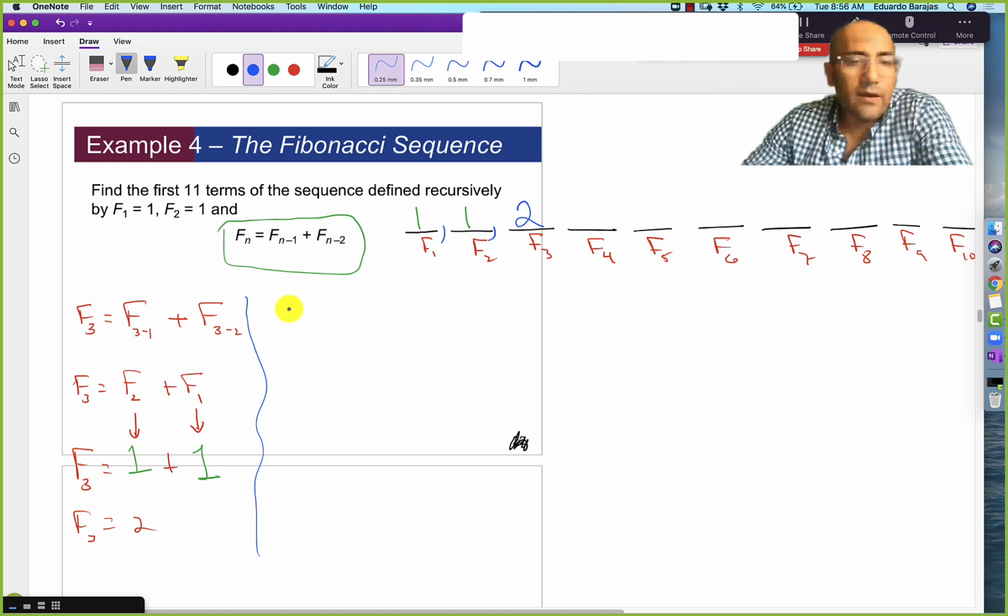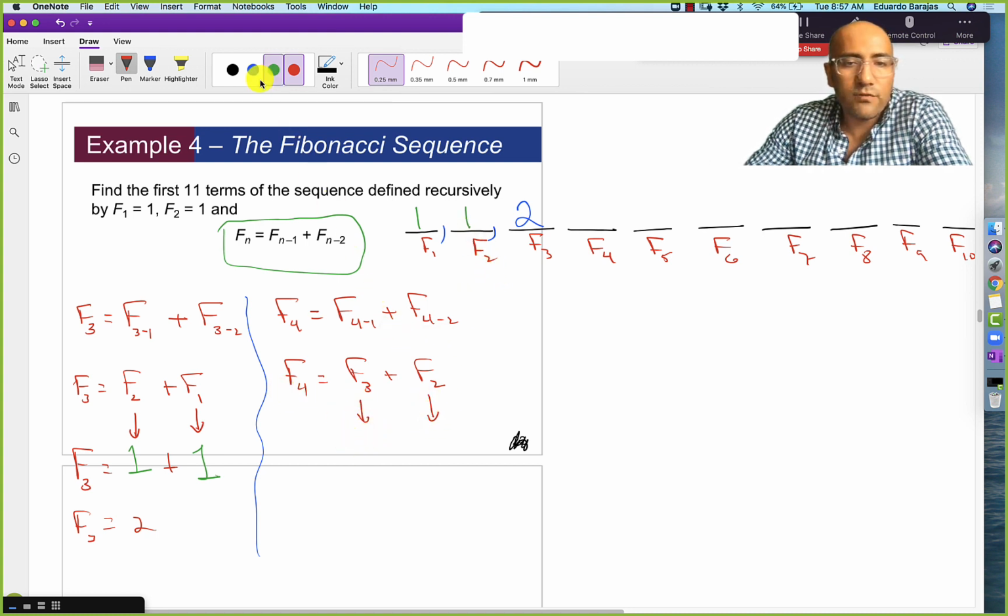step. Okay, so f of 4 is equal to f of 4 minus 1 plus f of 4 minus 2. So f of 4 equals f of 3 plus f of 2, right? And the f of 3, we just discovered that one. That one was a 2. And f of 2, well, that's still a 1. So this is the 2, and this is this 1 right here. So f of 4 equals 3. Good. So we'll put it over here.